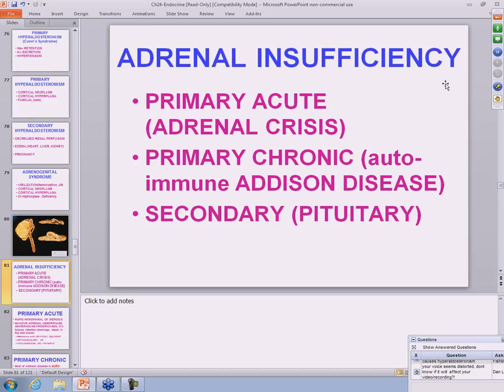What about the opposite? What about the lack of adrenal cortical hormones? Why would it happen? Well, it could happen acutely, or it could happen chronically, or it could happen because of controlling influences from the pituitary. So, there is an entity called adrenal crisis in which you have a sudden acute shutdown of adrenal hormones. And there's another entity which we call chronic, which is a slow insidious disease. It may not really be expressed in terms of lower hormones until you're an adult.